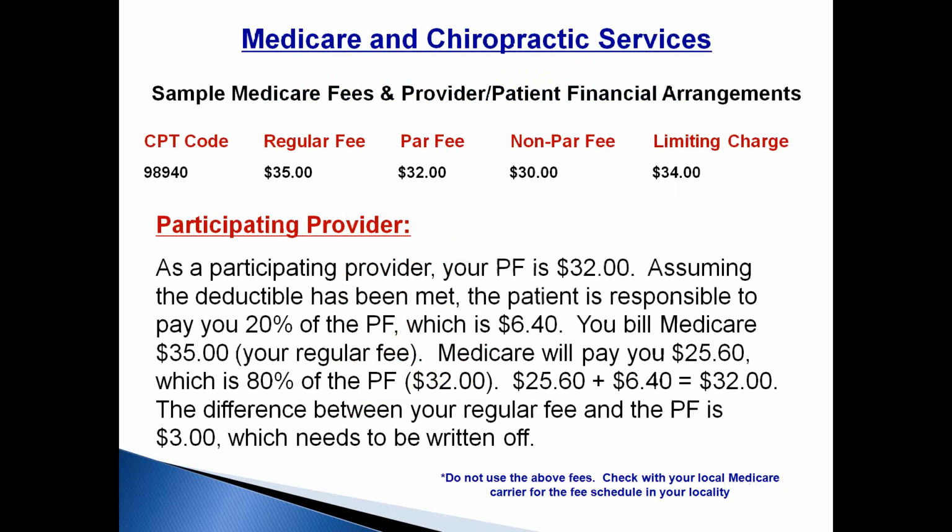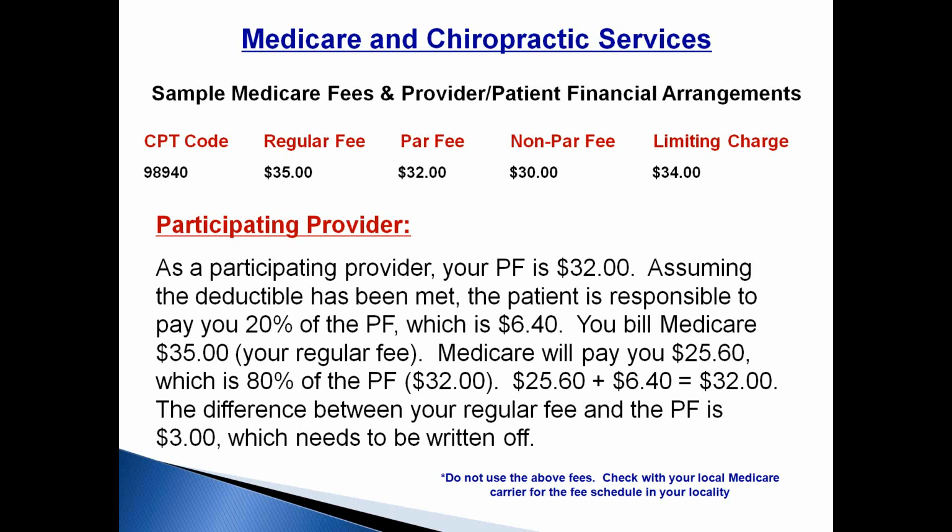So on your screen, you'll see if you're a participating provider, and let's say your regular fee for a chiropractic adjustment is $35 for a 98940, 1 to 2 region chiropractic adjustment or manipulation. Your regular fee is $35. Now, because you're a par provider, you have to accept $32, as you see on the screen. In this example, that would be the allowed amount.